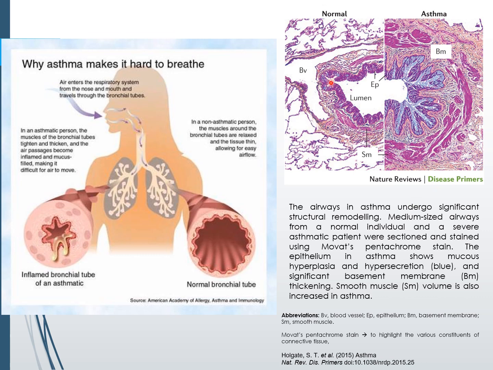On this other side, you see a staining of the airway section from normal and asthmatic individuals. In the asthmatic individuals, you have mucus hyperplasia and hypersecretion, thickening of the basal membrane, and increased smooth muscle volume.